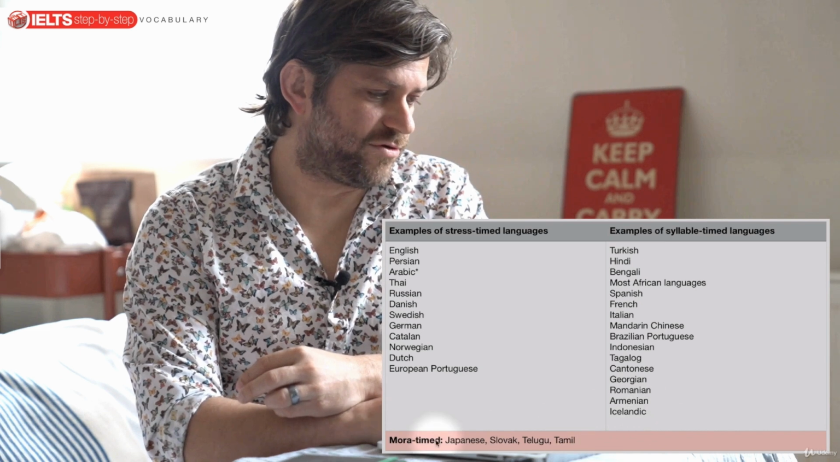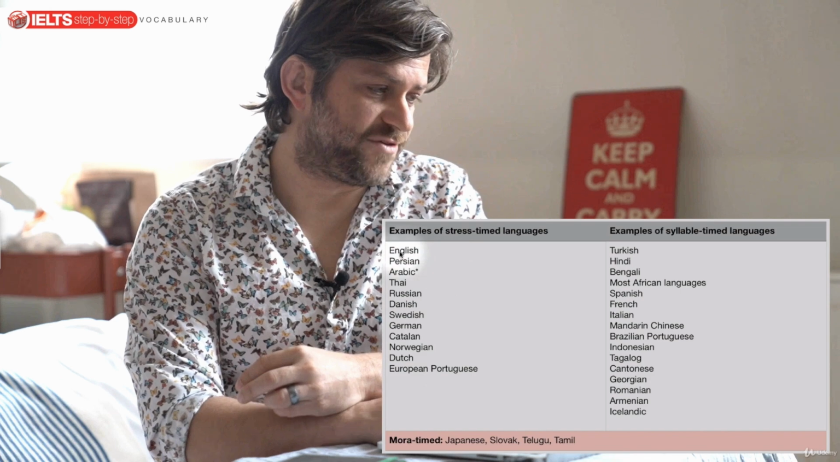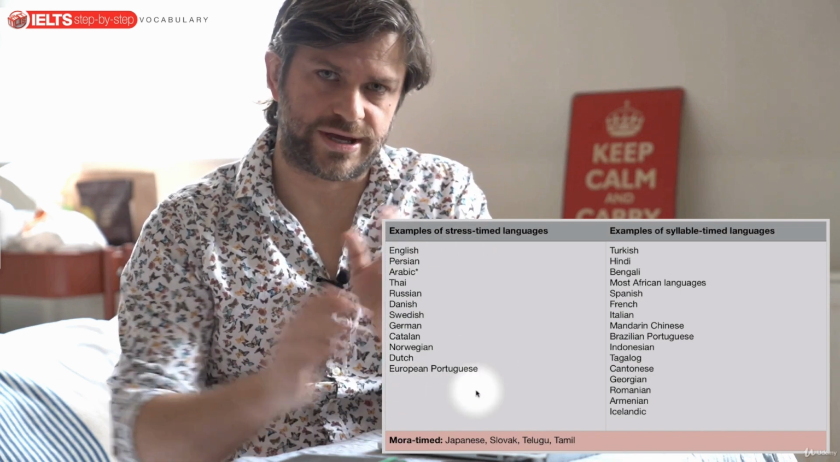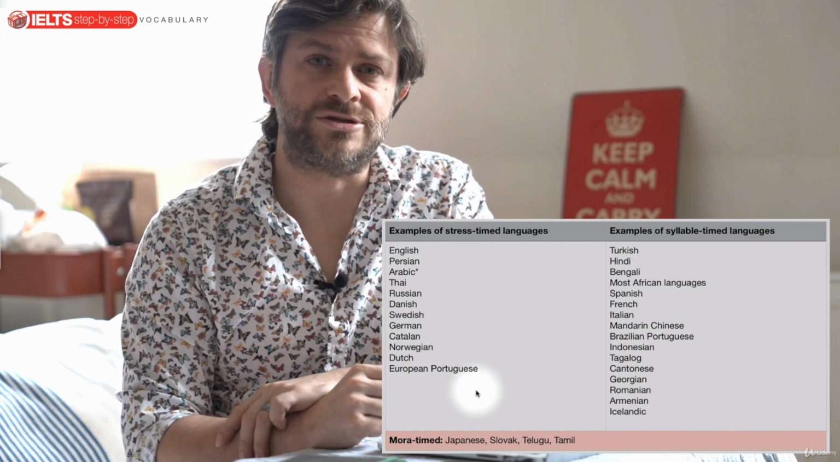But if you're in the more syllable timed groups, you'll find it easier to do what we do in the English language with the weak forms, shortening the unstressed syllables.